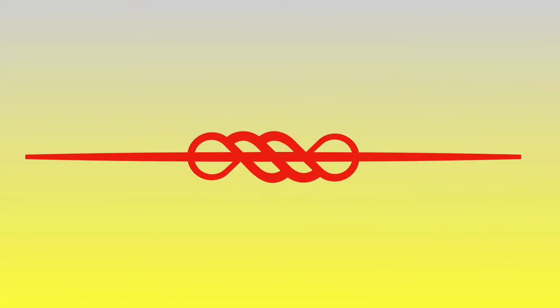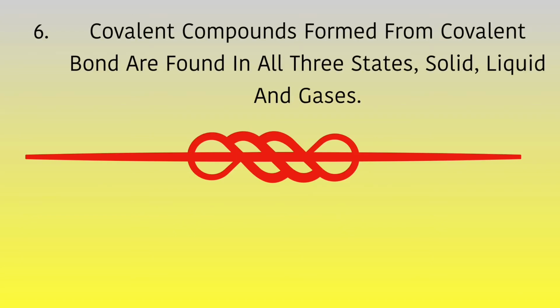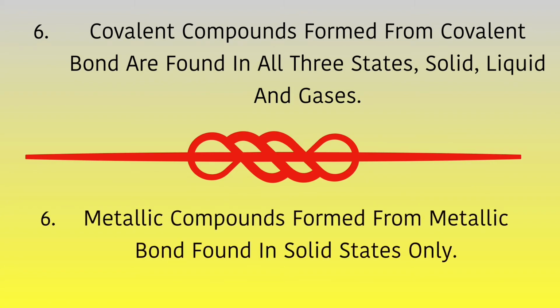Now let us consider the sixth difference between the covalent bond and the metallic bond. Covalent compound formed from a covalent bond is found in all the three states, that is solid, liquid and gaseous, while the metallic compound which is formed from metallic bond is found in solid state only.